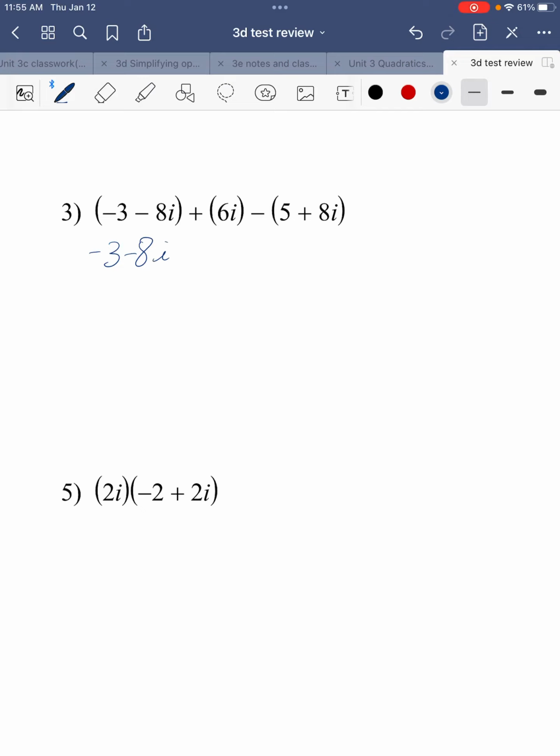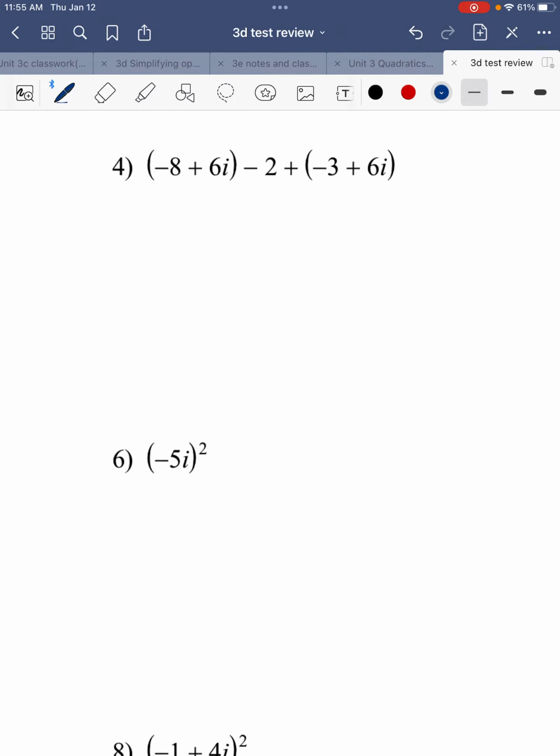Number 3. Don't need the parentheses of the first complex number, plus 6i. Don't need those parentheses. And let's distribute this negative in like a negative 1. So that's negative 5 minus 8i. Negative 3 minus 5. And negative 8i plus 6i minus 8i. So negative 8. And then that's going to be negative 2i minus 8 more is negative 10i.